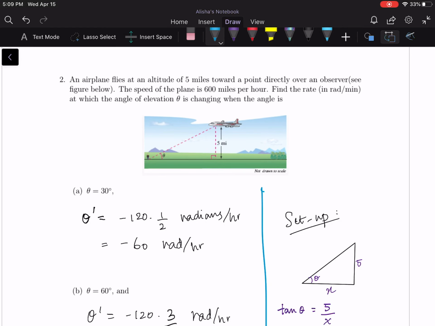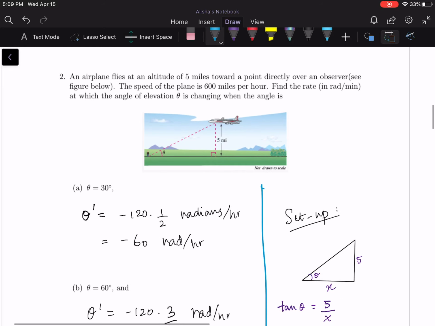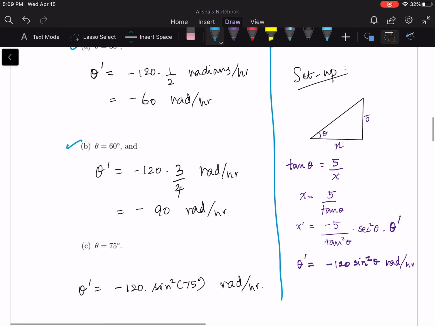Next let's look at question 2. It reads that an airplane flies at an altitude of 5 miles towards a point directly over an observer, like in this figure. The speed of the plane is 600 miles per hour. Find the rate in radians per minute at which the angle of elevation theta is changing when the angle is A, 30, B, 60, and C, 75 degrees.